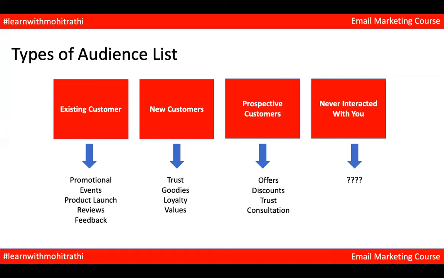Okay. And then the fourth type of audience list is the people who have never interacted with you. Basically, you have purchased the database from somewhere, and these are the people who have never interacted with your business. So what are you going to do to them is basically, even I don't know. That is the reason why you see question mark, question mark, question mark.